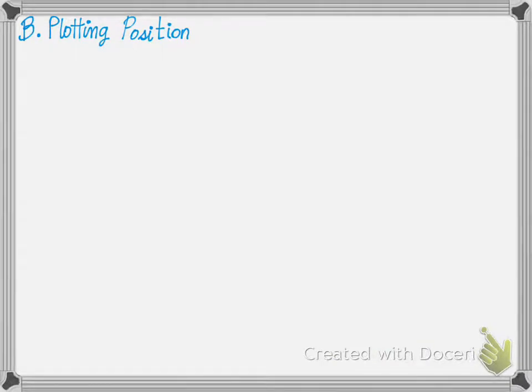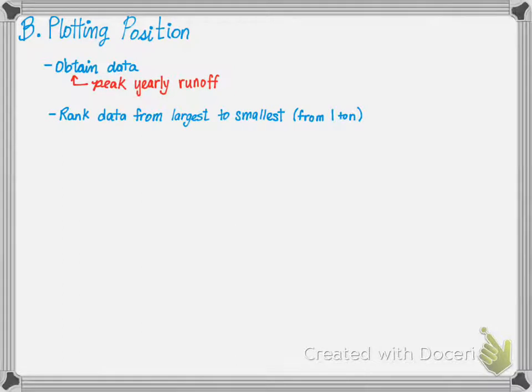Plotting position. Plotting position is yet another important concept. It's used from probability. So we go to the USGS website and obtain yearly peak runoff. Next, we rank the data from largest to smallest. So the highest runoff event will get the number 1, and the smallest runoff event will get the number n, where n represents the total number of data sets. We'll calculate the exceedance probability and the return period.